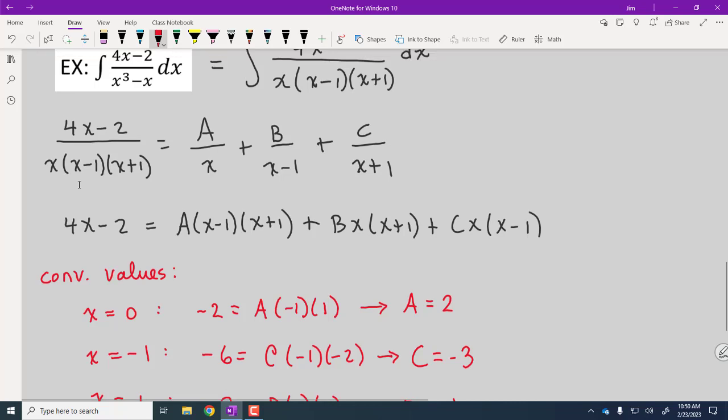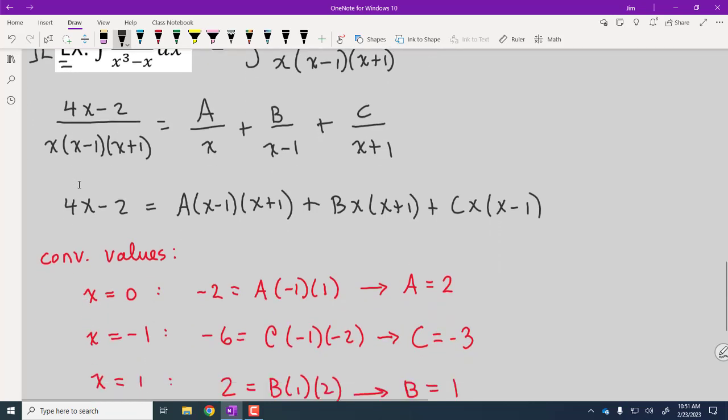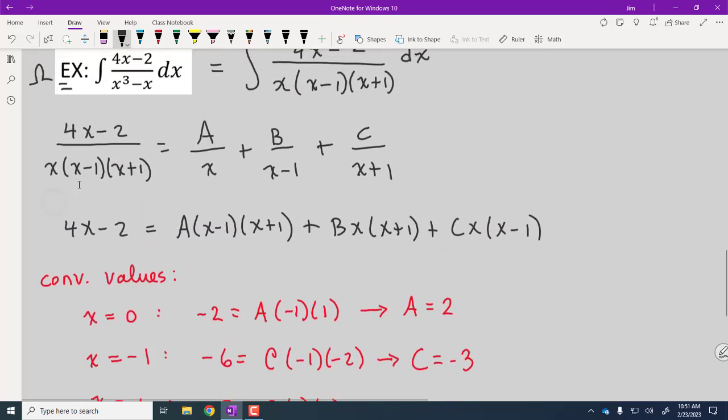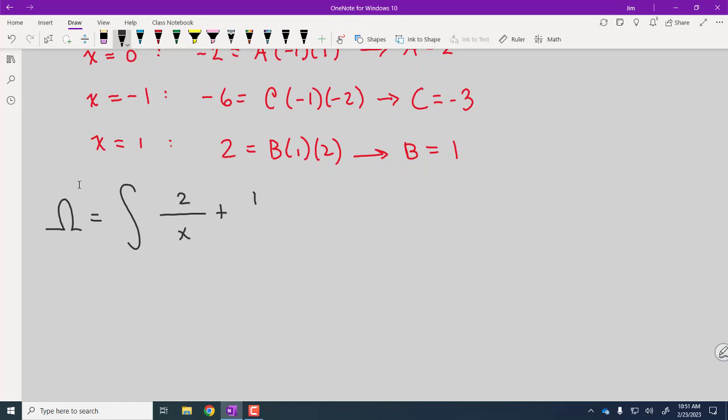So now we can rewrite the original. Again, let's call it something. We'll say that it's omega, just because that's easy. So omega will equal the integral of a divided by x plus, I can't remember which order I put them in, so b is over x minus 1, and then c is over x plus 1.